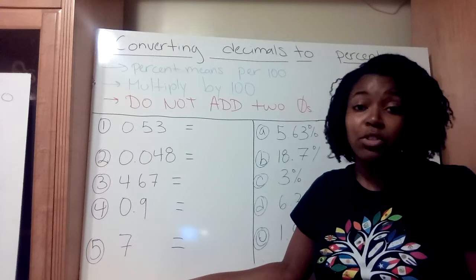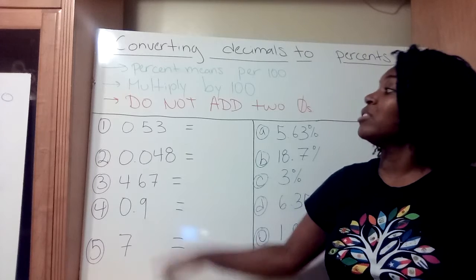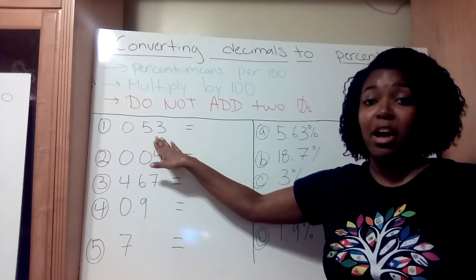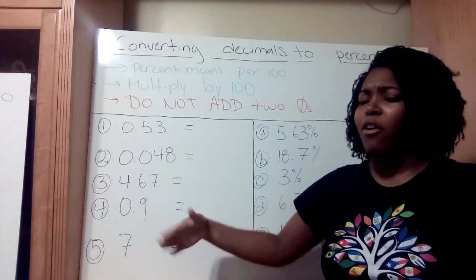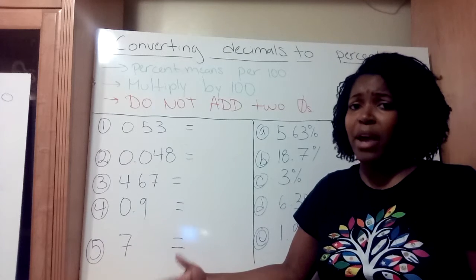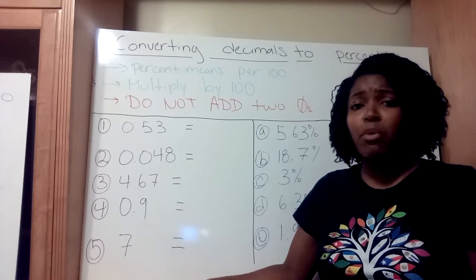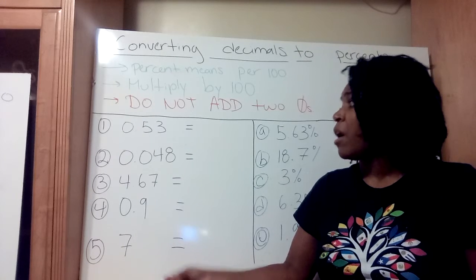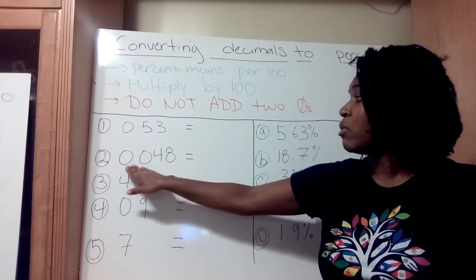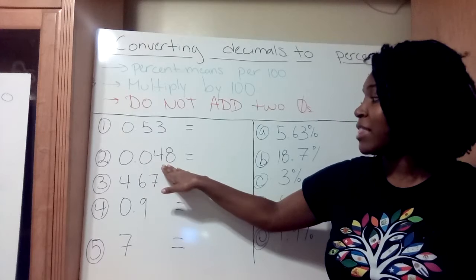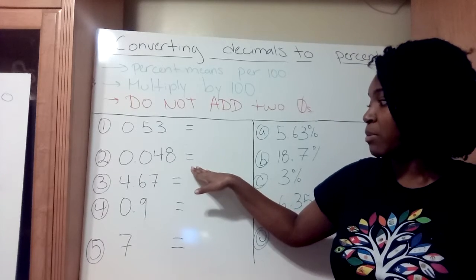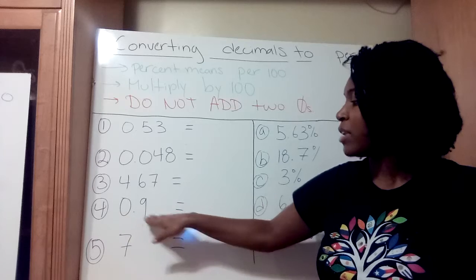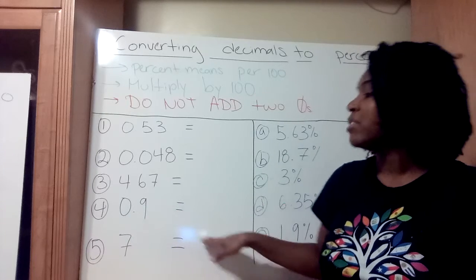Now, if we were in the classroom, ordinarily, we would take 0.53 right here and multiply this by 100, and we'd recognize a pattern. So if you have a calculator right now, go ahead, pull it out: 0.53 times 100, all right? You can get your 0.048. Multiply that times 100. 4.67 times 100, 0.9 times 100, and 7 times 100.